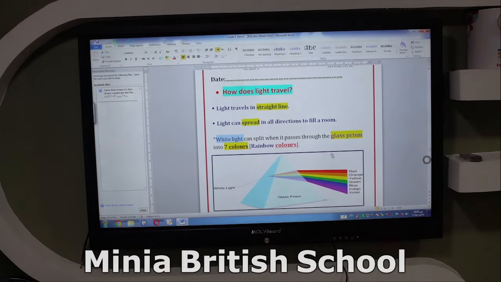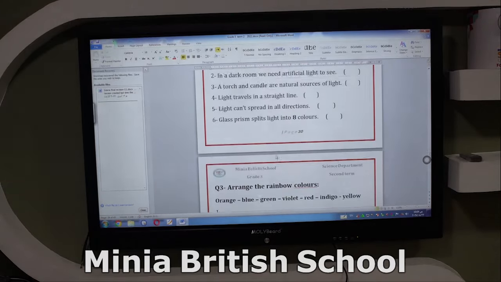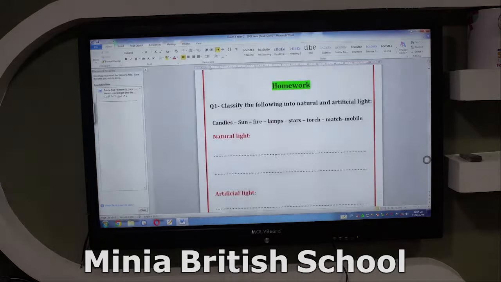They are the 7 colors of the white light, and we can call them rainbow. So to see the rainbow, you need a glass prism. Don't forget this word, glass prism. It is used to split the light into 7 colors. And that's all about light.